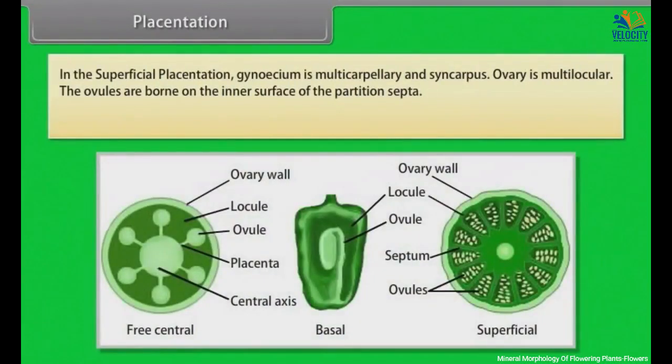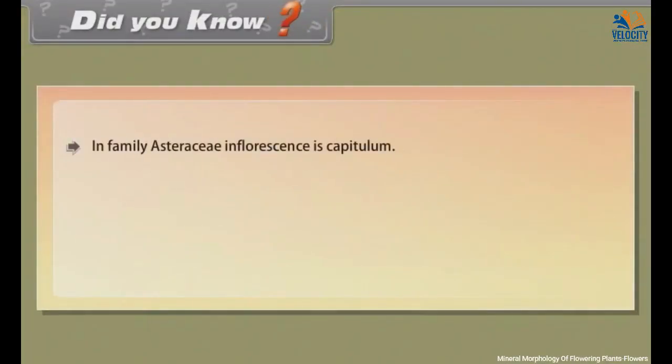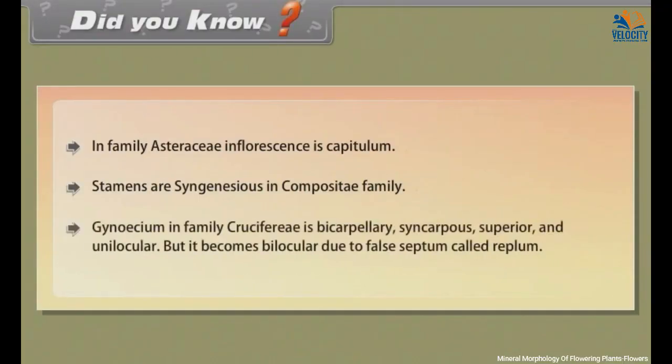In the superficial placentation, gynoecium is multicarpellary and syncarpous. Ovary is multilocular. The ovules are borne on the inner surface of the partition septa. Example: Nymphaea. Did you know, in family Asteraceae, inflorescence is capitulum. Stamens are syngenesious in the composite family. Gynoecium in family Cruciferae is bicarpellary, syncarpous, superior and unilocular, but it becomes bilocular due to a false septum called replum.